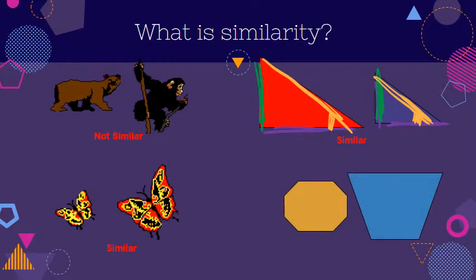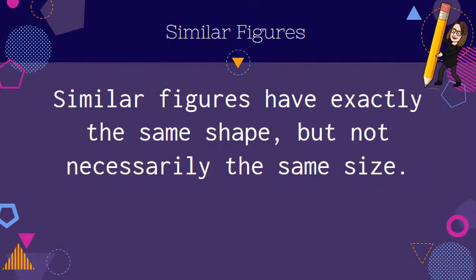But not all shapes are similar. I can have angles and side lengths, but it doesn't mean they're similar. They have to have a lot of similar traits. So my suggestion would be to pause the video right now, write down the definition, and then press play again. Okay, so we have similar figures.